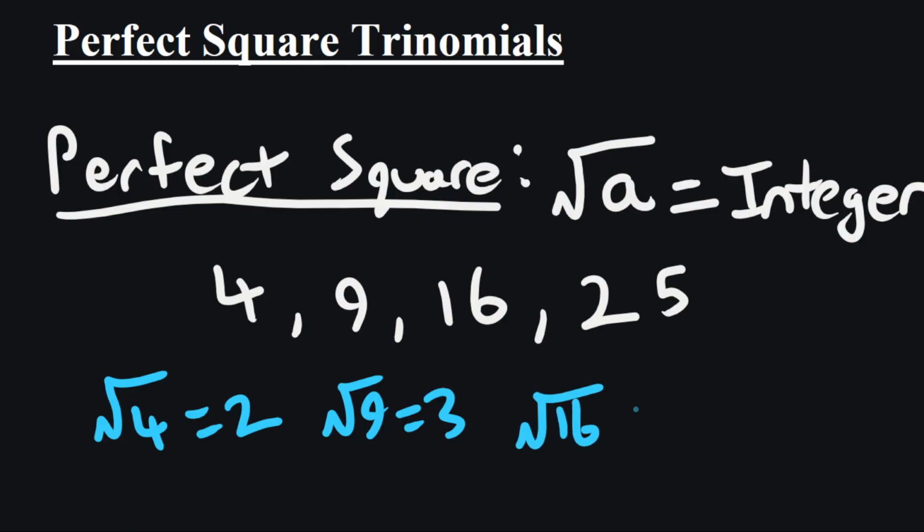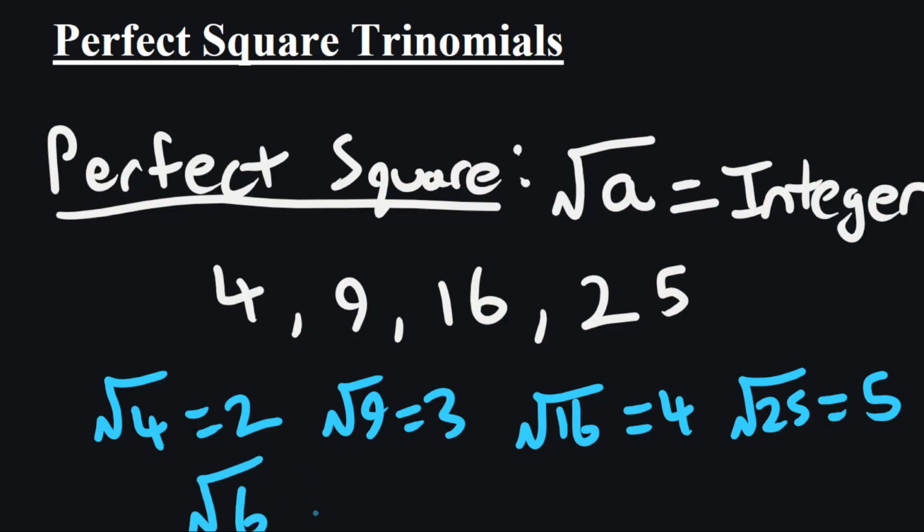The square root of 16 is 4. The square root of 25 is 5. These are all nice whole numbers. They're nice integers. No decimals. For example, if we had the square root of 6, that would come out to approximately 2.4494, and so on. The digits go on forever. So 6 is not a perfect square.